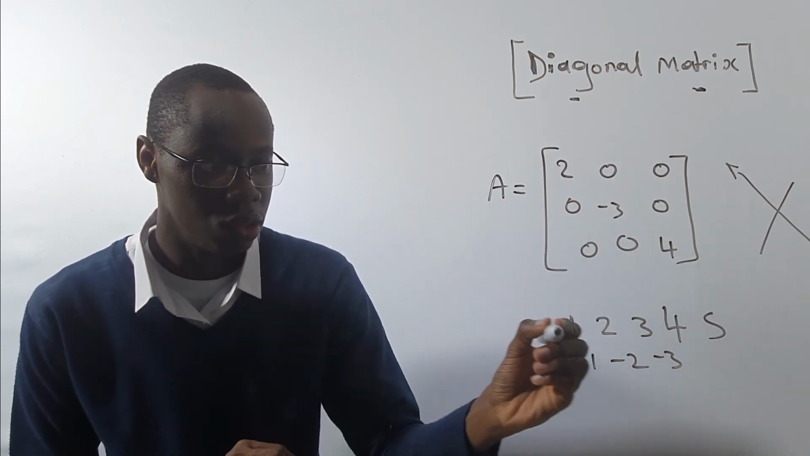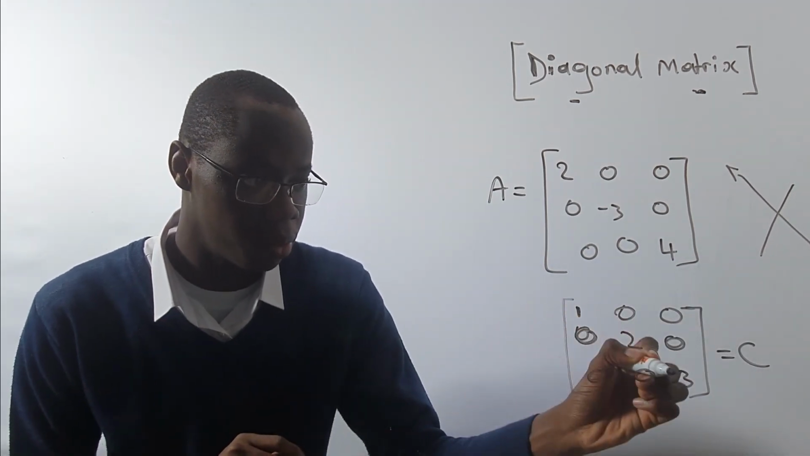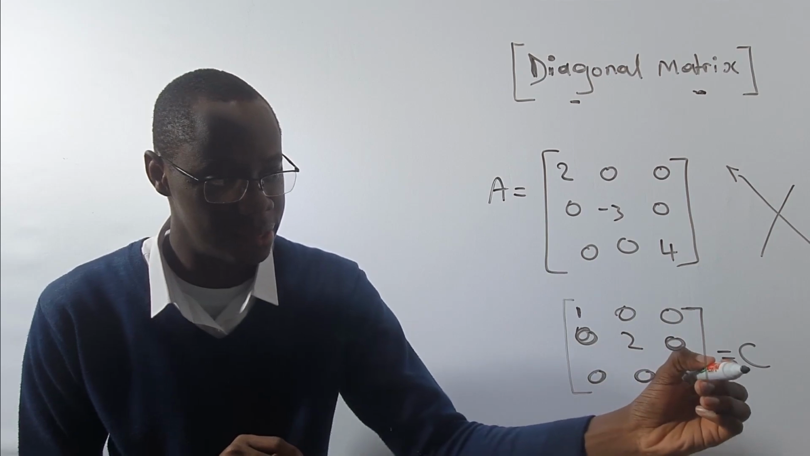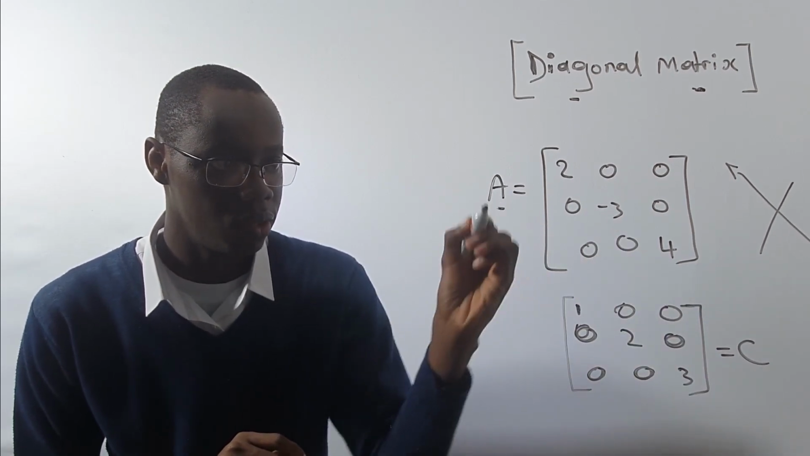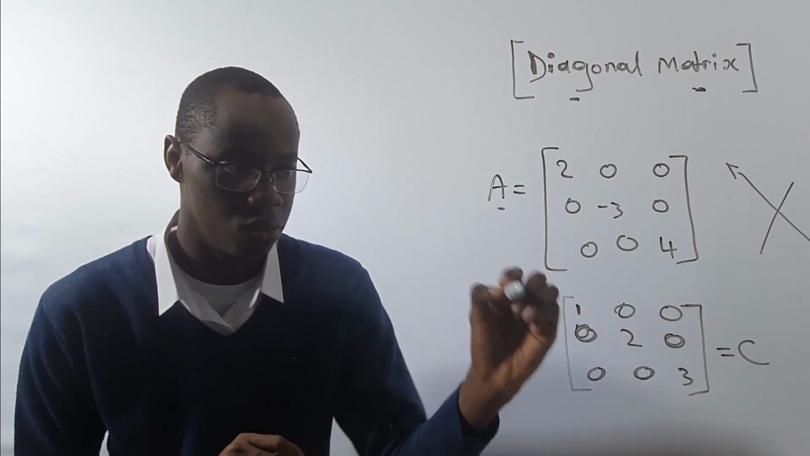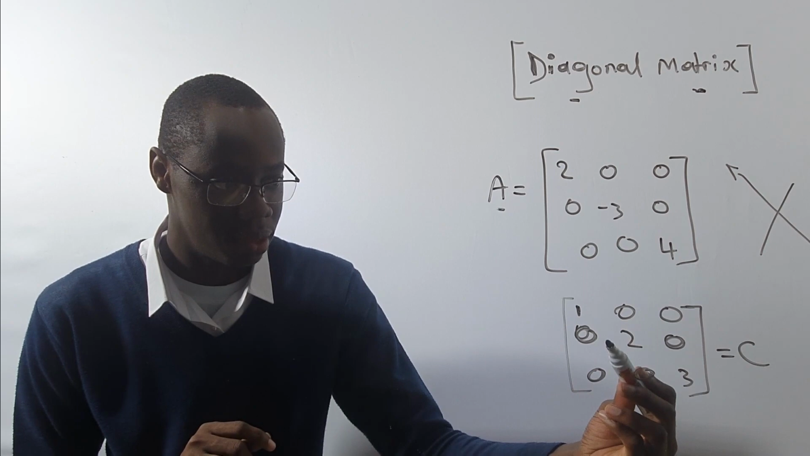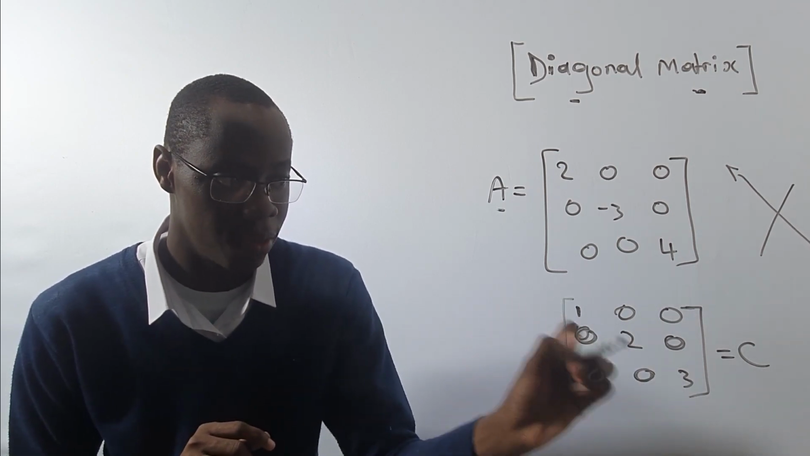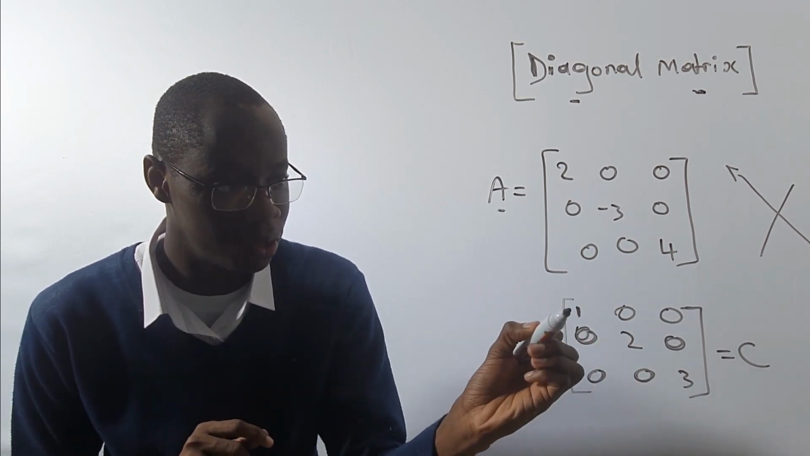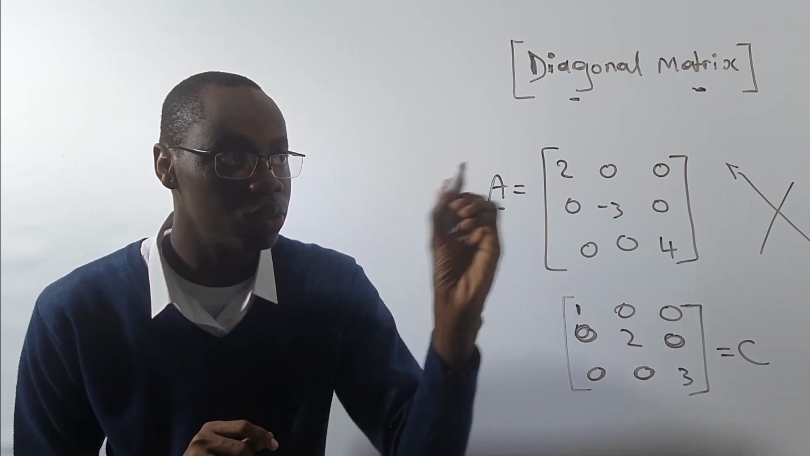Non-zero elements, non-zero entities. So as you can see, you can find real numbers here again, just like in C, just like in A. You can find real numbers 1, 2, and 3. You can also have negatives if you like. And there's another very important thing. You can see that all the elements that are not in this main diagonal, they are all 0. That's how you know it's a diagonal matrix.